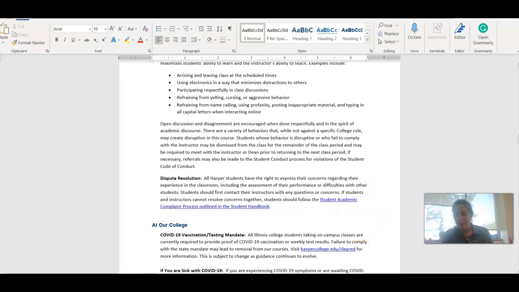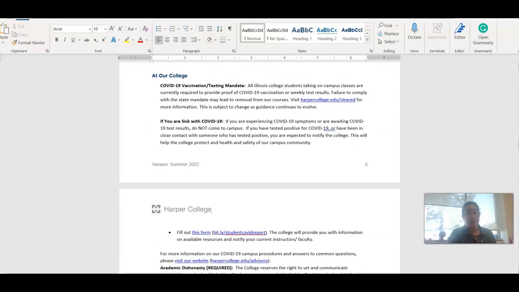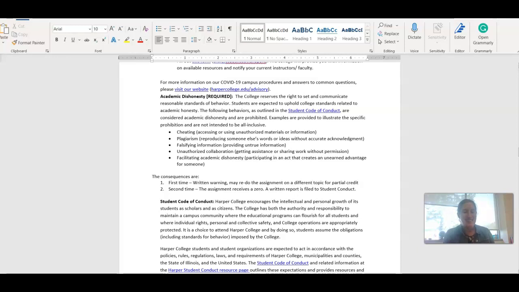So right now for in-person classes, this doesn't apply to you, but for in-person classes, we have a COVID vaccine and testing mandate where you have to post either your test results every week or your COVID vaccine. This is some information about what to do if you are sick with COVID and how Harper can help you. We have a lot of policies in here, but this one is important, which is about academic dishonesty. And the main point here is that you need to do your own work. You need to do your own work, not copy from online sources or from other people. And we will talk more about it as we actually work on our assignments.